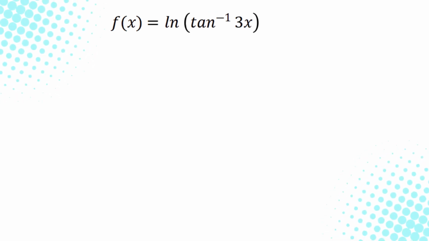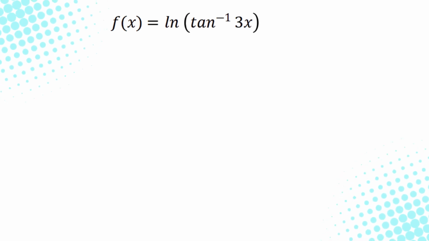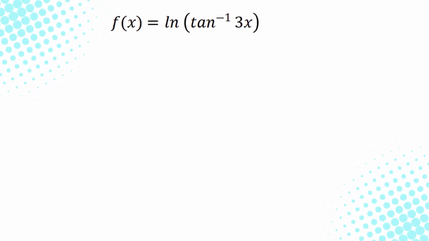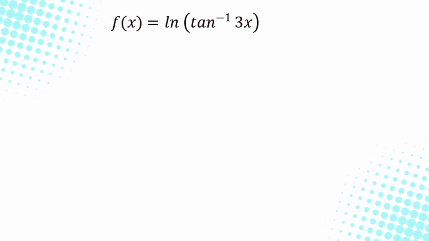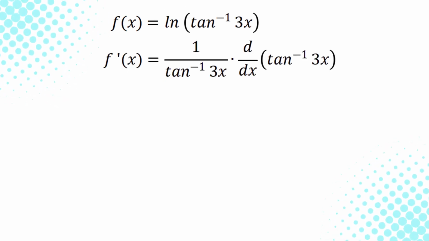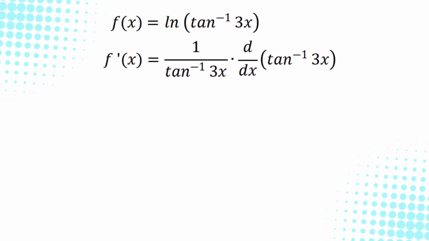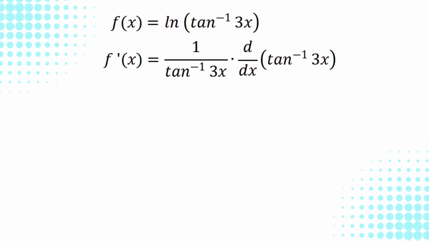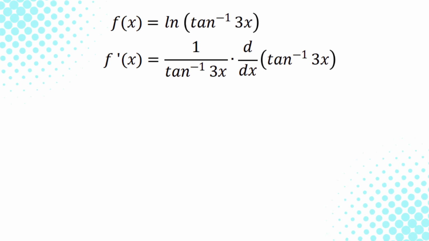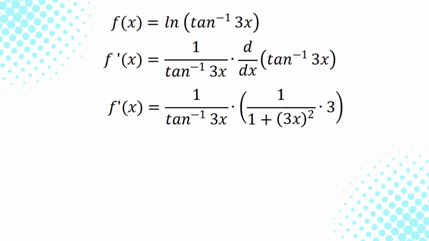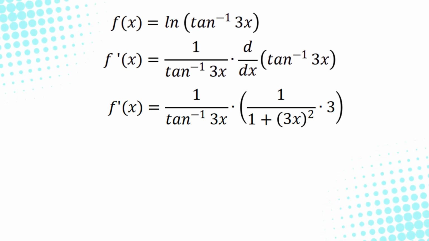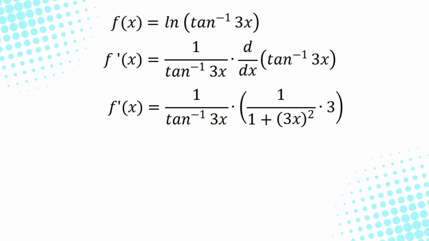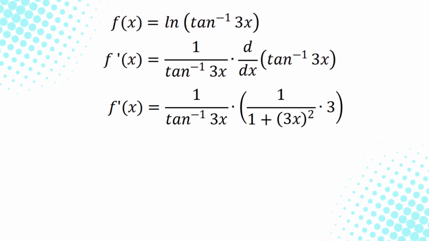The derivative of the natural logarithm of a function is 1 divided by the function multiplied by the derivative of that function. F prime of x equals 1 divided by the inverse tangent of 3x times the derivative of the inverse tangent of 3x. The derivative of the inverse tangent of 3x is 1 divided by the quantity 1 plus 3x squared multiplied by 3.